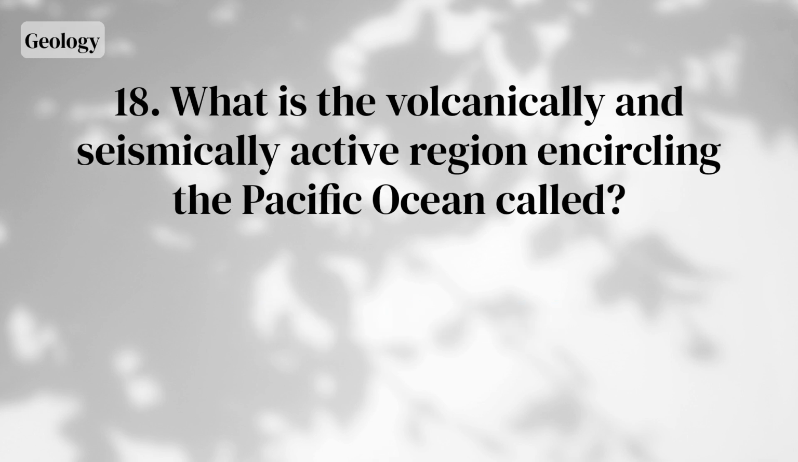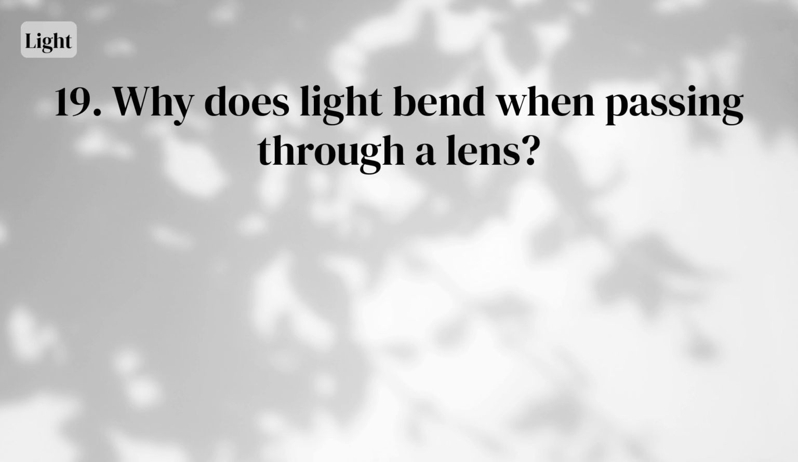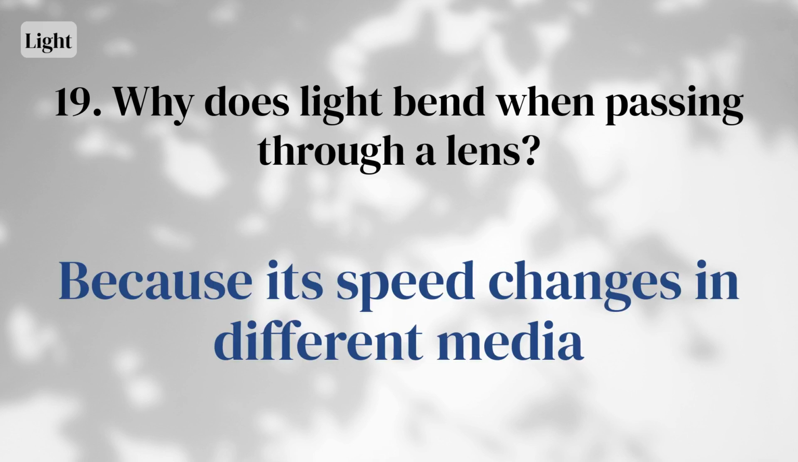Magnetic field. What is the volcanically and seismically active region encircling the Pacific Ocean called? Ring of fire. Why does light bend when passing through a lens? Because its speed changes in different media.